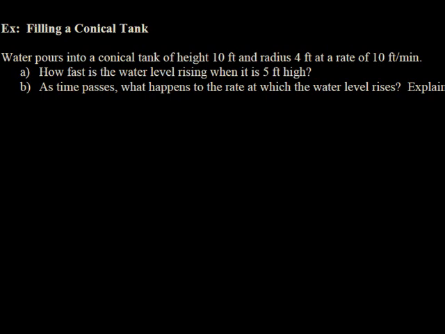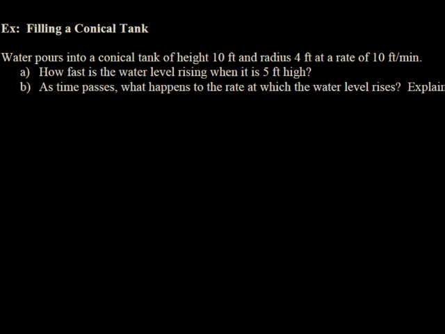Okay, so we are on page 6 in our notes, and you'll find this problem that I have showed here. We have a situation where water is being poured into a conical tank of height 10 feet and radius 4 at a rate of 10 feet per minute. And we have two questions to answer. Question 1, how fast is the water level rising when it is 5 feet high? And question 2, as time passes, what happens to the rate at which the water level rises?